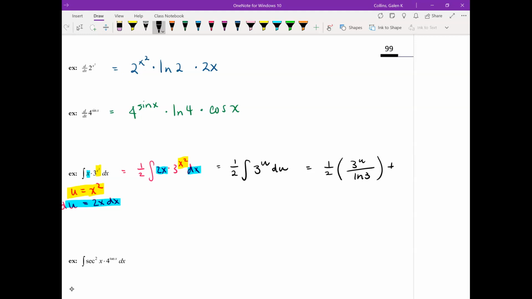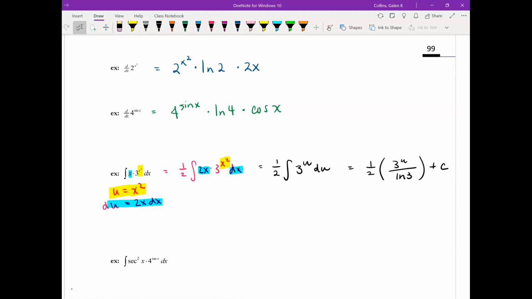And then let's not forget our plus c, because that is an indefinite integral, so we cannot forget the constant of integration. To complete this, since we're not evaluating the integral, we need to go back and rewrite it in terms of x. So that is 3 to the power of x squared, again, all of that over the natural log of 3 plus c. And then we could explore some ways to rewrite that, because we could write that as 3 to the power of x squared over 2 ln of 3 plus c.